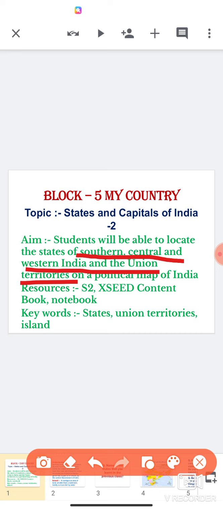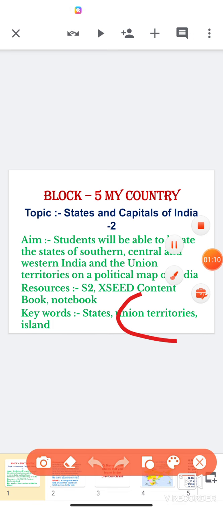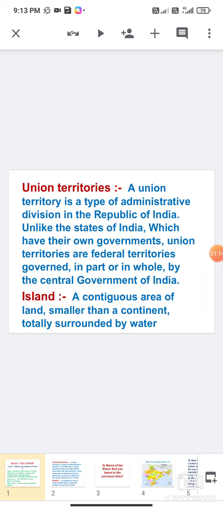Resources required are your S2, that is your worksheet 2, your exit content book, and your notebook as well. The keywords for today are states, union territories, and island. Since we have learned about states yesterday, we'll just look into the meaning of what union territories are, and then what an island is. All right, so union territories.